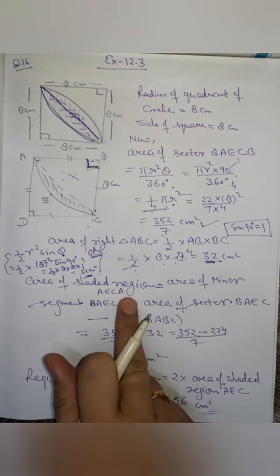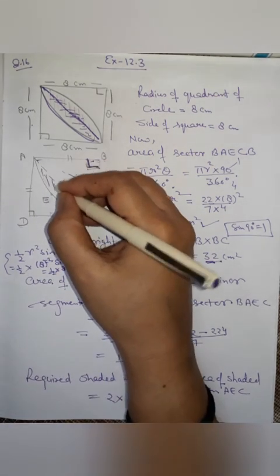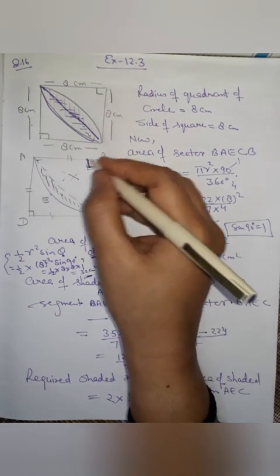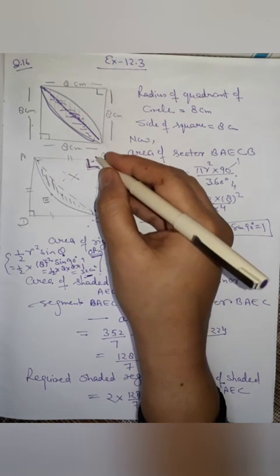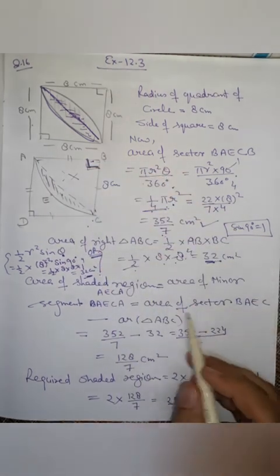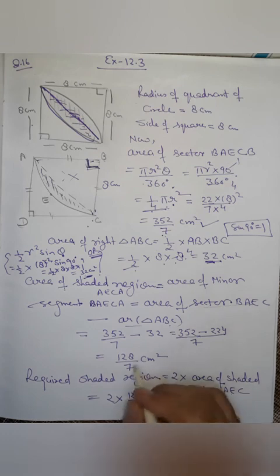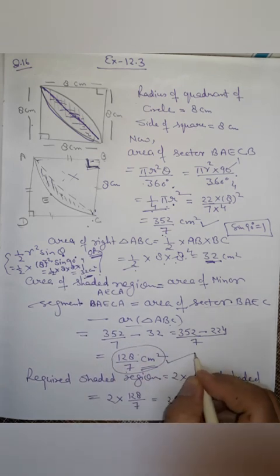Now the area of the shaded region means this region. So the area of the shaded region will be equal to the area of the sector minus the area of the triangle. Sector minus triangle, we get the shaded region equal to 128 upon 7 centimeter square.